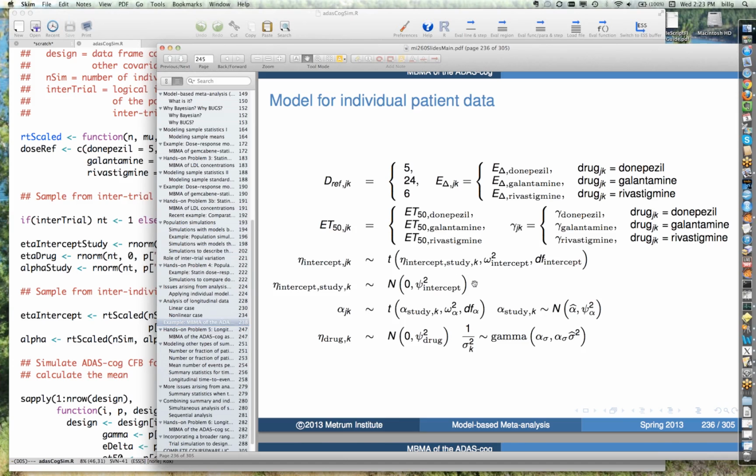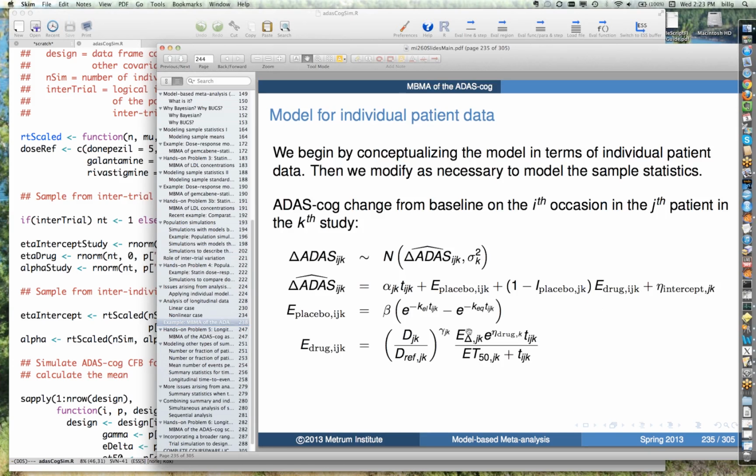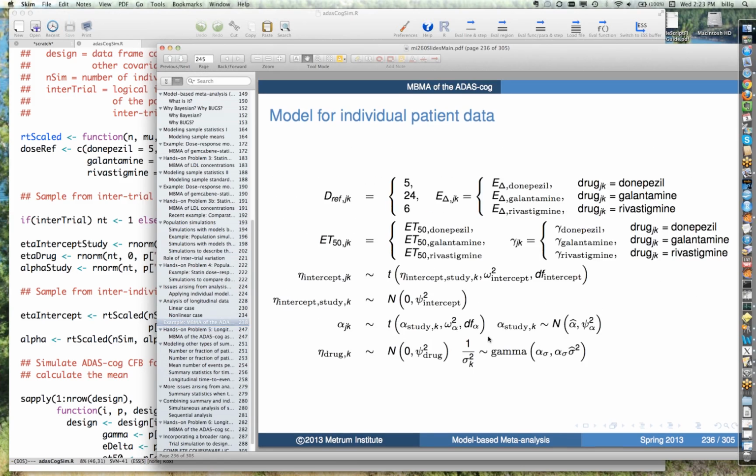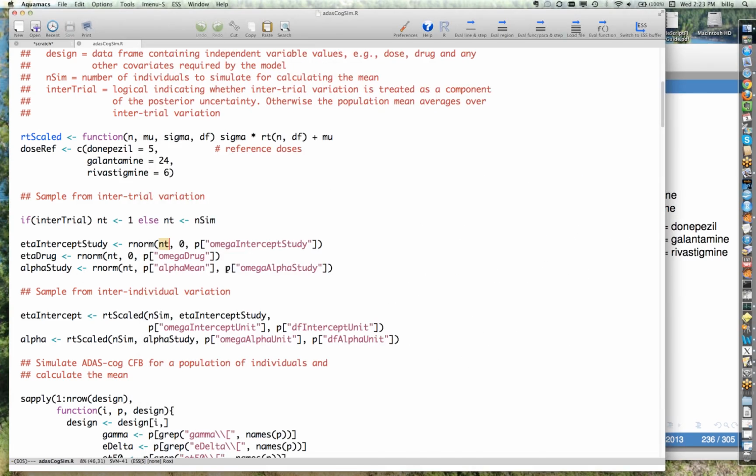Eta-drug. Let me go back to this function here. The way I had, actually, where's my E delta? Oh, I'm sorry, there it is right there. Eta-drug case. Sorry, I was getting off the beaten track there. So it is there, and that's just generating those.